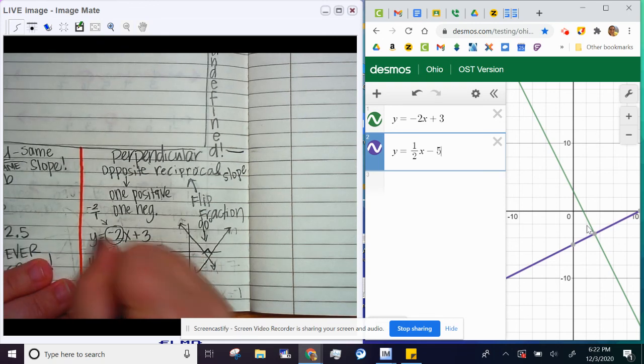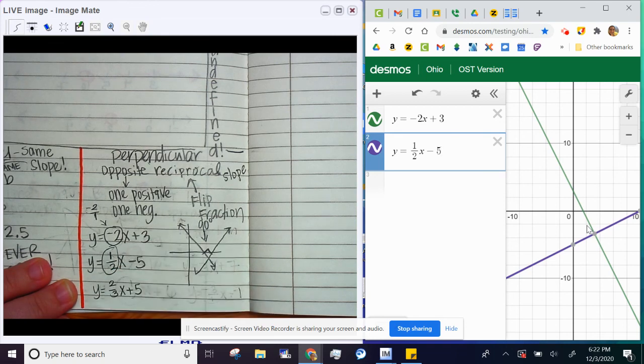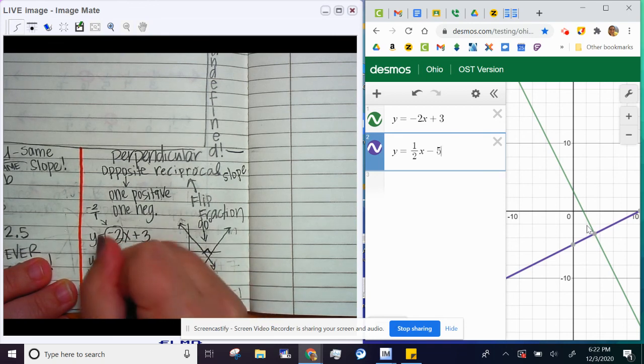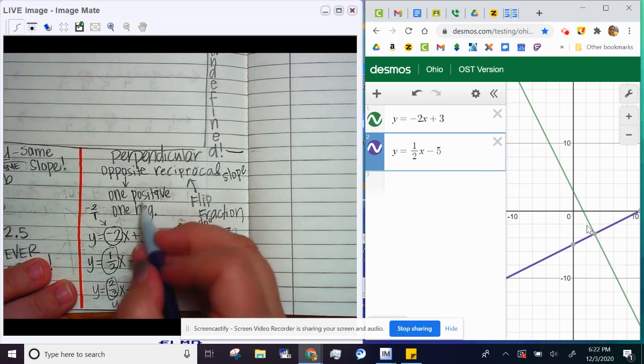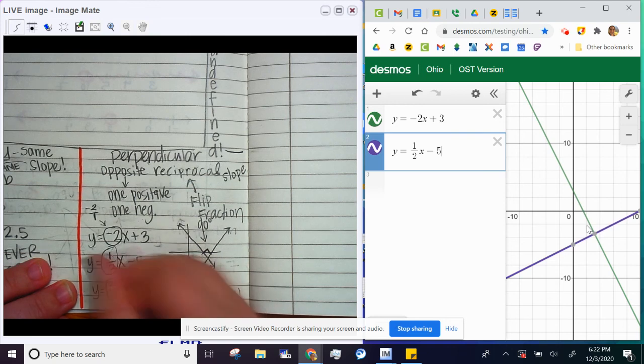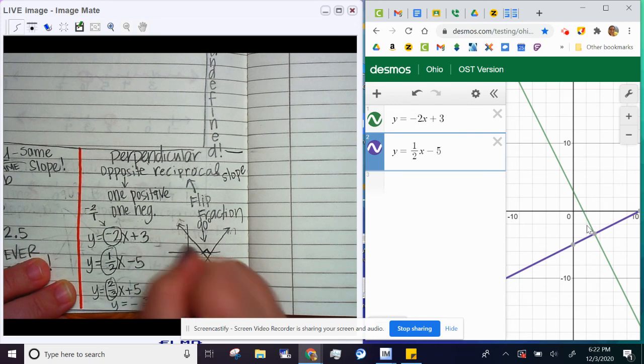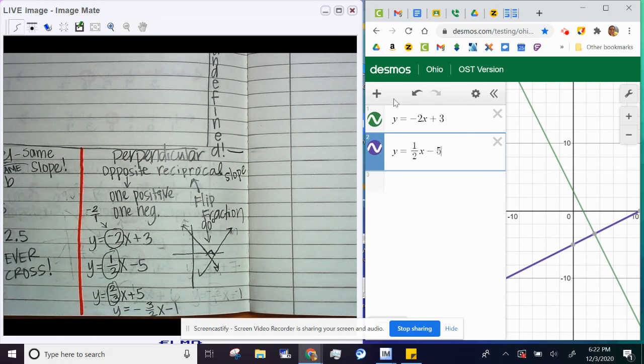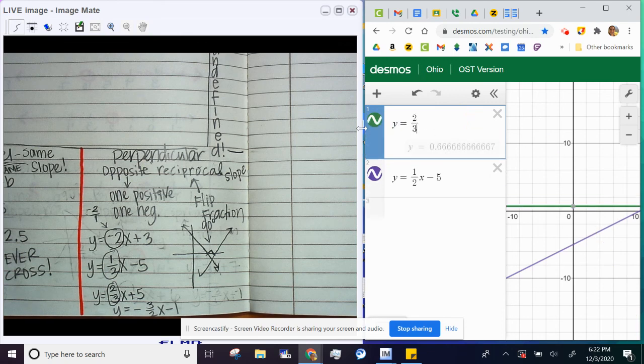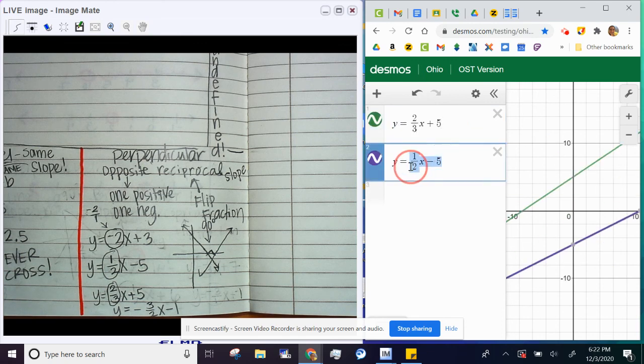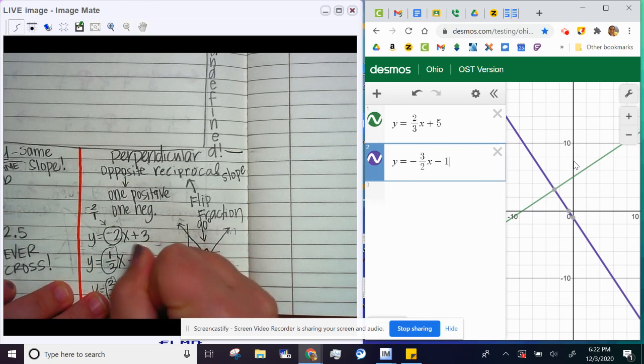Okay, let's do another one. If I had y equals 2/3 x plus 5, remember this is my slope. For perpendicular, I have to do the opposite. Because that's positive, this one has to be negative, and flip the fraction. Negative 3/2 x minus 1. Let's check them. y equals 2/3 x plus 5, and y equals negative 3/2 x minus 1. Yep, still perpendicular, crossing at a 90-degree angle.